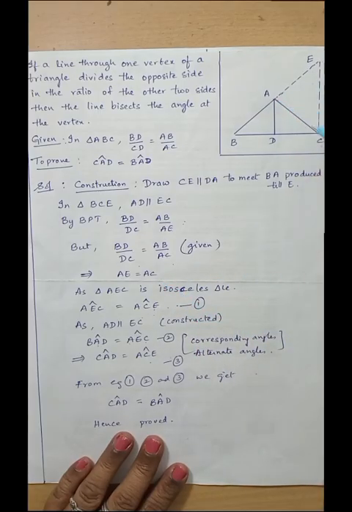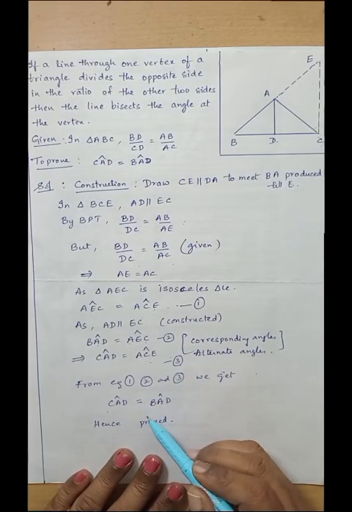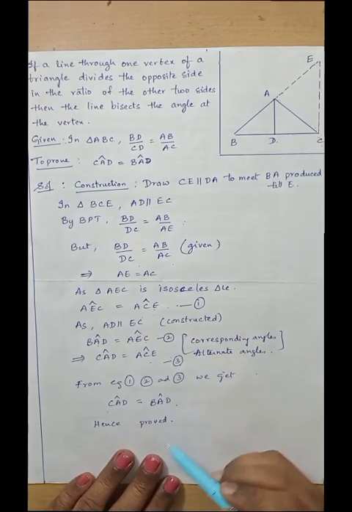Hence, when AC and AE are equal, triangle ACE becomes an isosceles triangle, and angle ACE is equal to angle AEC. As AD is parallel to EC, which is constructed, we have angle BAD equal to angle AEC, as they are corresponding angles. Angle CAD is equal to angle ACE, alternate angles. From these 3 equations, we get angle CAD is equal to angle BAD. Hence, proved.